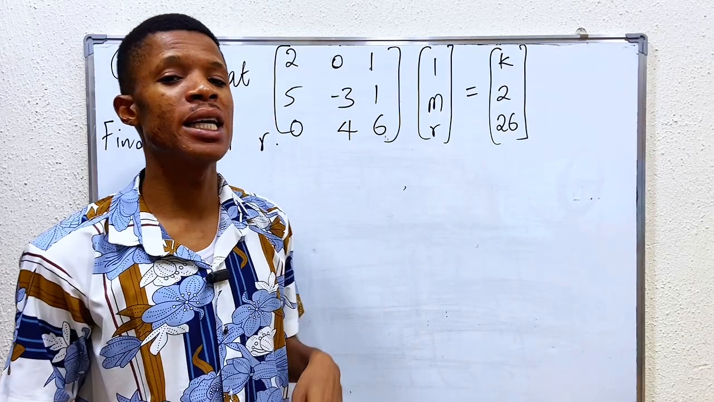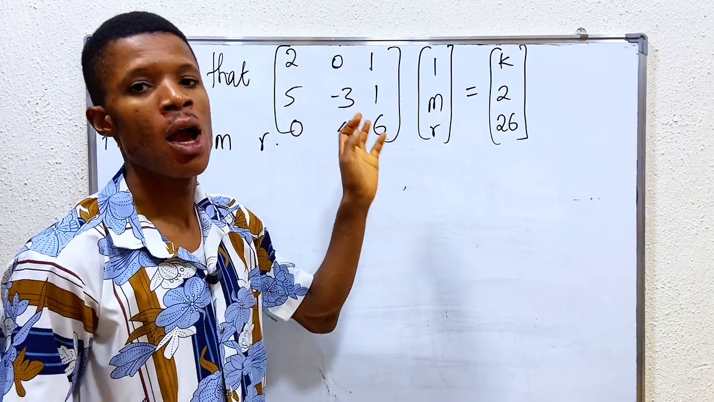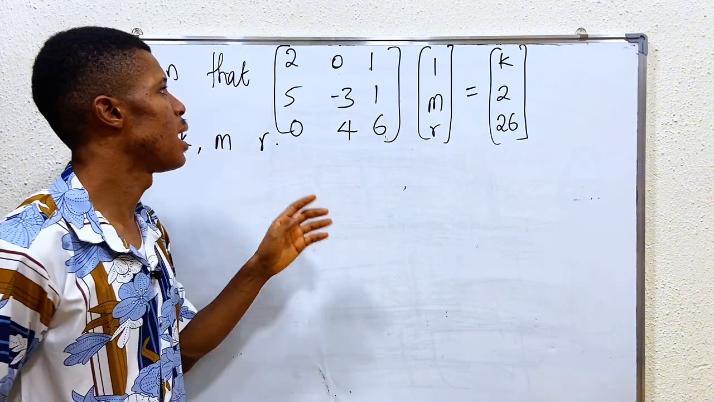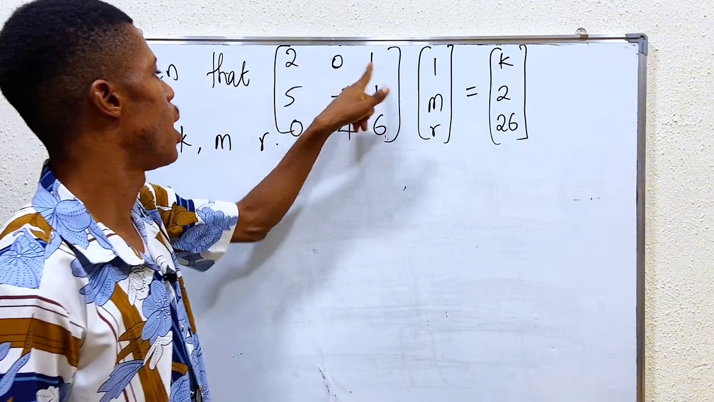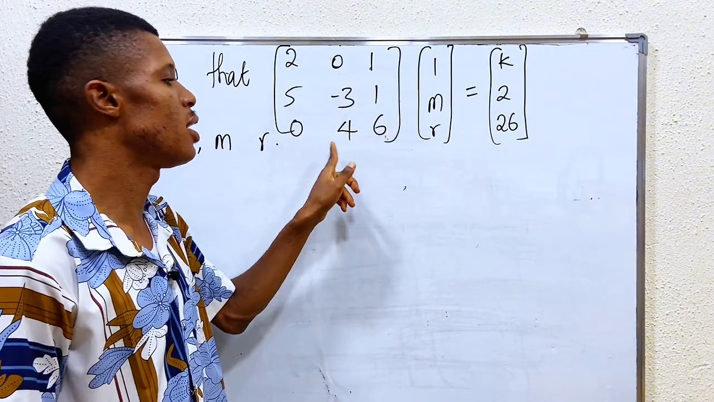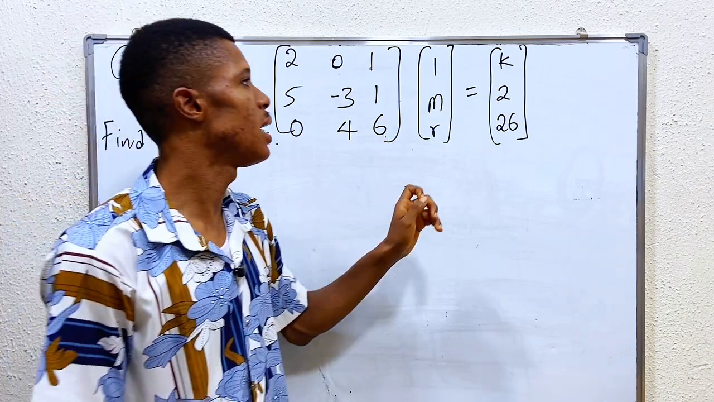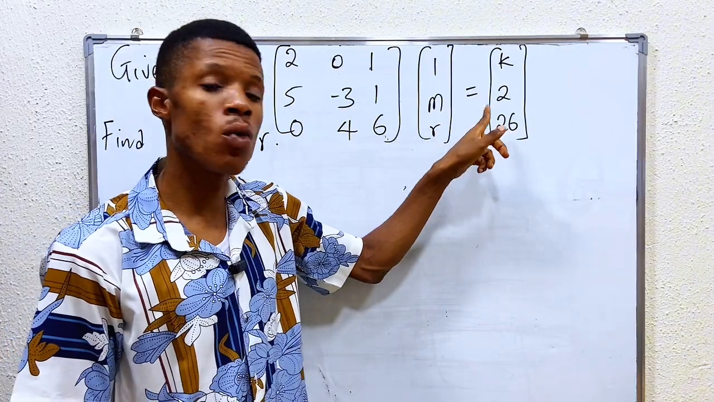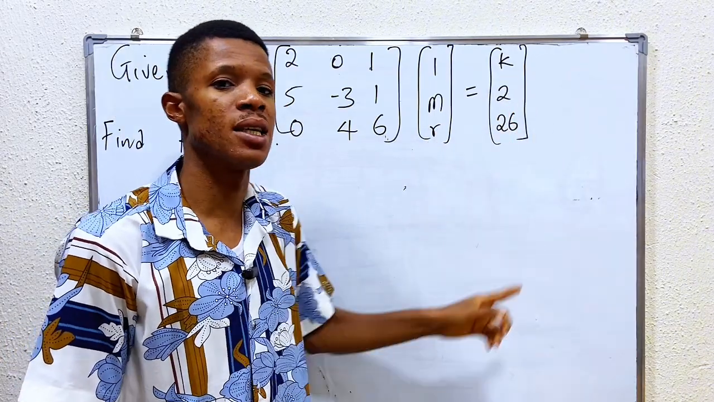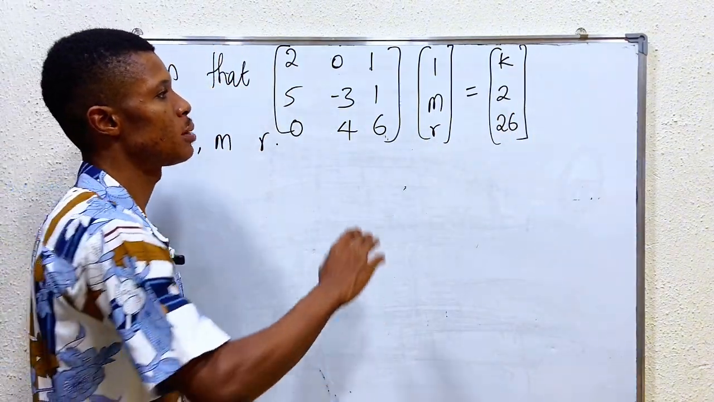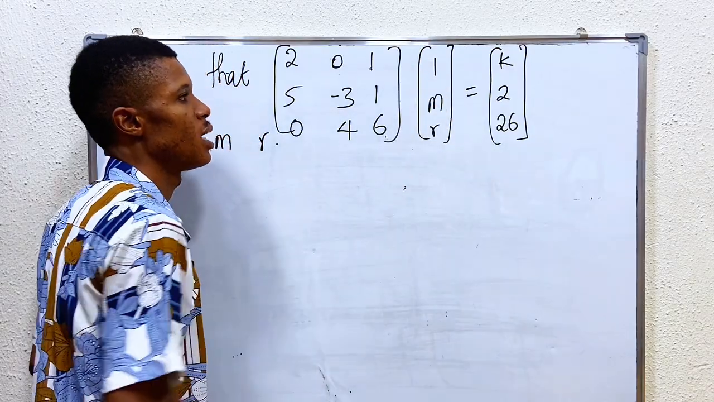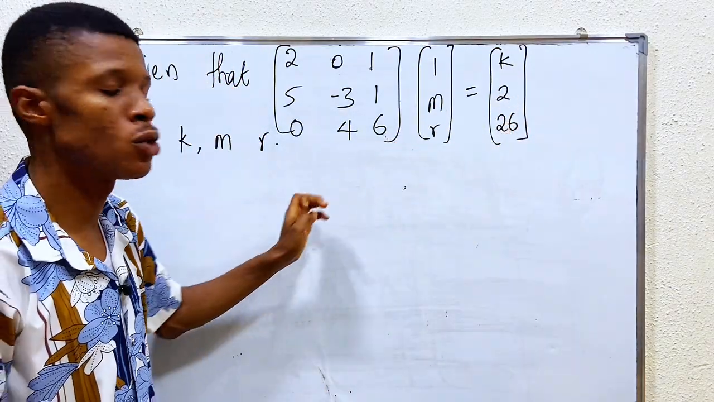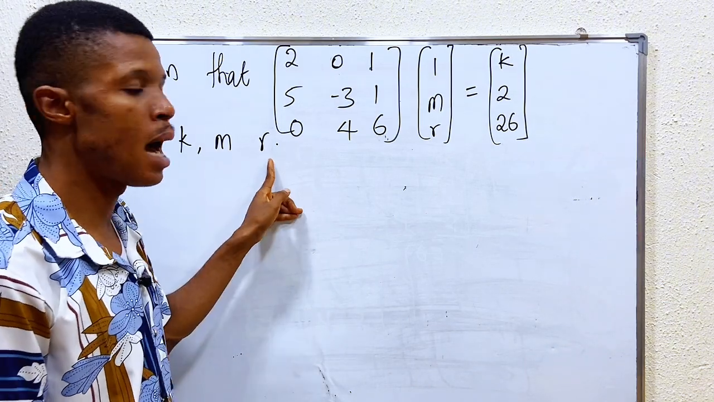This time we are looking at a 3 by 3 matrix, and how to solve equations in it. We are given a matrix 3, 0, 1, 5, minus 3, 1, 0, 4, 6, multiplying another matrix 1, m, r, and it is equal to k, 2, 26. A 3 by 3 matrix multiplying a 3 by 1 matrix, and the answer is k, 2, 26. We are told to find k, m, r.